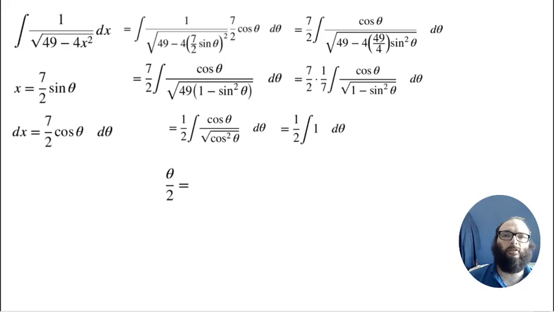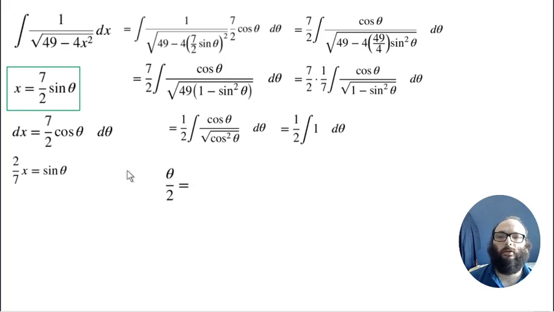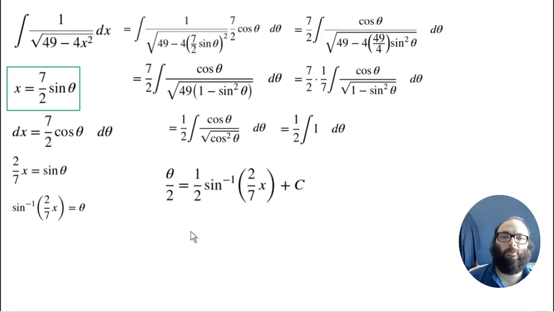But now we have a problem, because our original integral was in terms of x, and we have something here in terms of theta. How do we get from theta to x? Well, we've covered this before. It's pretty easy. We just go back and look at what we've done, and we find that x is 7/2 sine theta, and so 2/7 of x is sine theta, and if we want theta, we just need the inverse sine of 2/7 of x. And so we pop that over here, not forgetting our 1/2 multiple, and we have our answer. We're done with this one. Not so bad. Pretty easy.